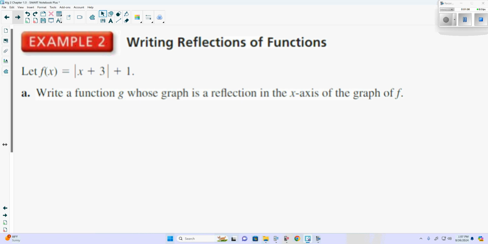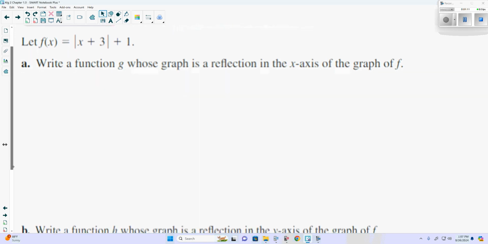So for this here, we want to let f of x equal the absolute value of x plus 3 plus 1. Write a function g whose graph is a reflection in the x-axis of the graph of f. So our new function is going to be g of x. Now we're talking about it being reflected where? Reflection in x-axis, across the x-axis. And the general form for being reflected across the x-axis is negative f of x.